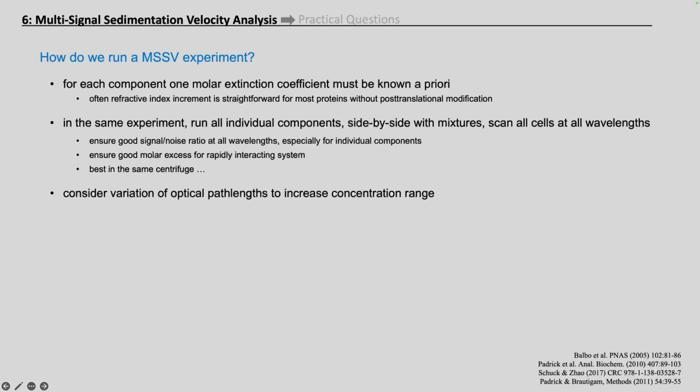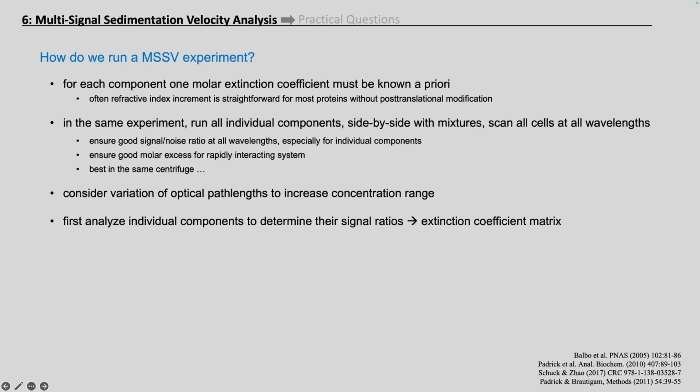Especially for the individual controls, we need to ensure that there is a good signal-noise ratio at all signals. And this is because we analyze these data first, fix one extinction coefficient and optimize the other. And that establishes the extinction coefficient matrix that will be kept fixed and the basis for analyzing the mixtures.